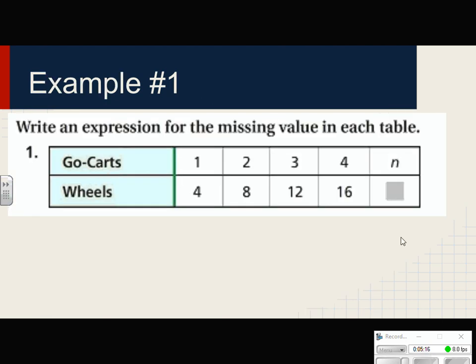Now, I want you to try this one on your own and then come back. We'll see if you got it right. You're looking for an expression for wheels for N go-karts. So look for the pattern. How do you get from 1 to 4, 2 to 8, 3 to 12, and 4 to 16 equally? Come back when you're done.